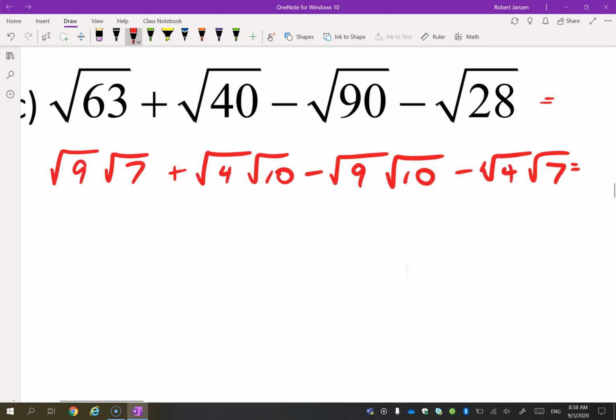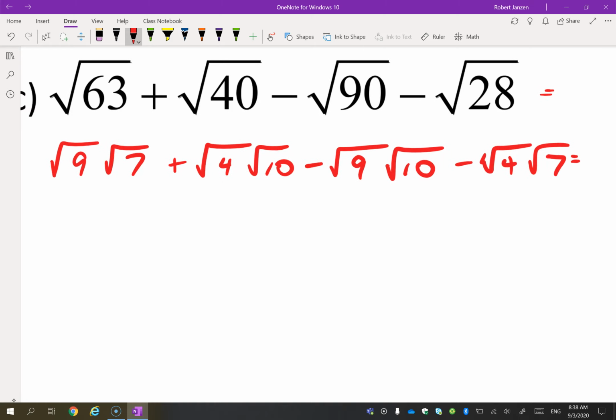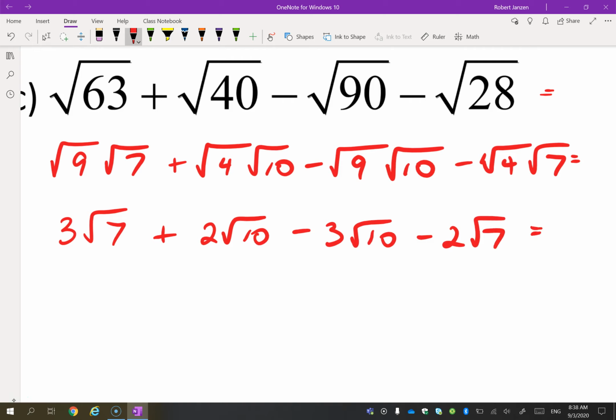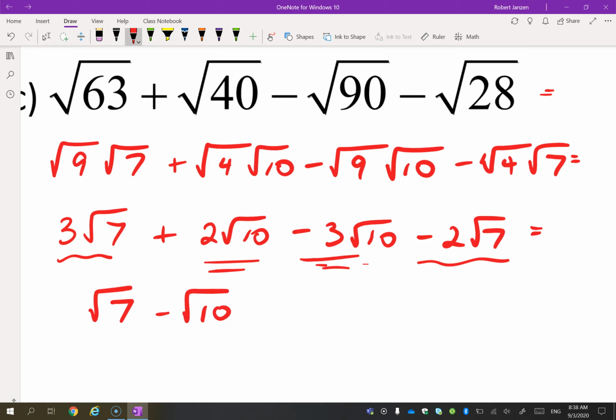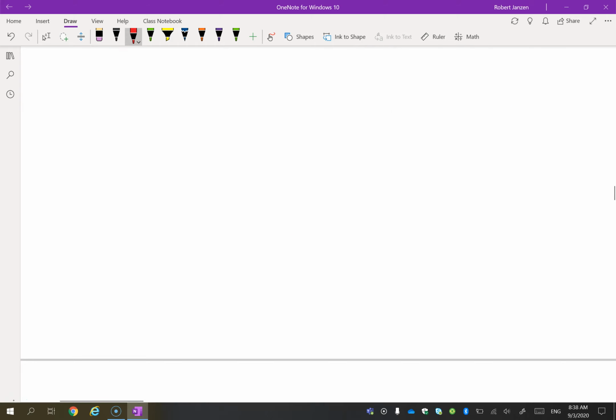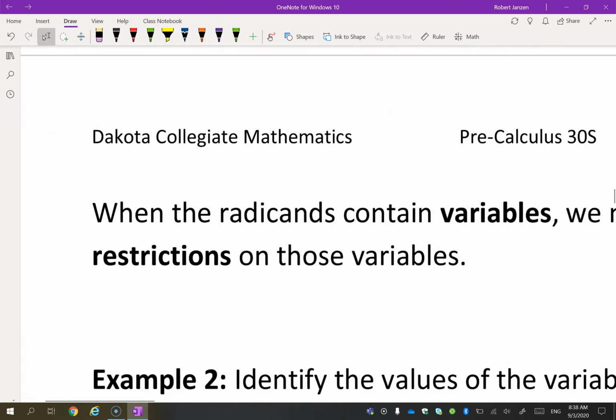All right, and looking at that, I see some radicands that are the same. So this is going to be 3 root 7, 2 root 10, 3 root 10, and 2 root 7. And now if I look at like terms, I have 3 minus 2, so that's root 7. And I have 2 minus 3, so that's negative root 10. Okay? So that's what you need to be able to do.